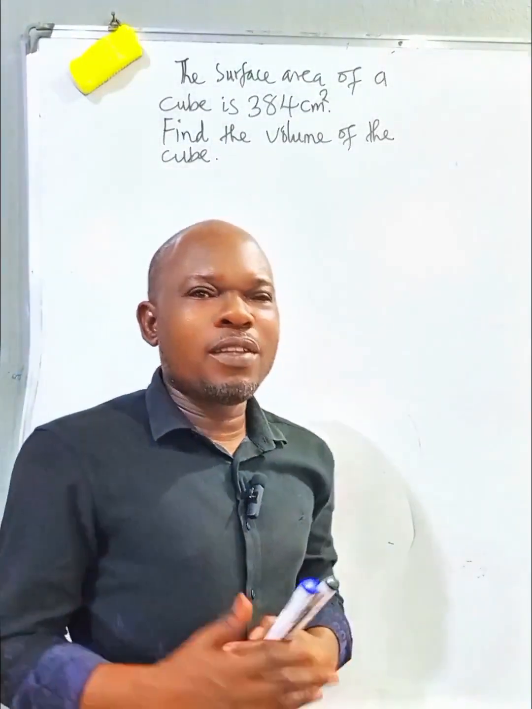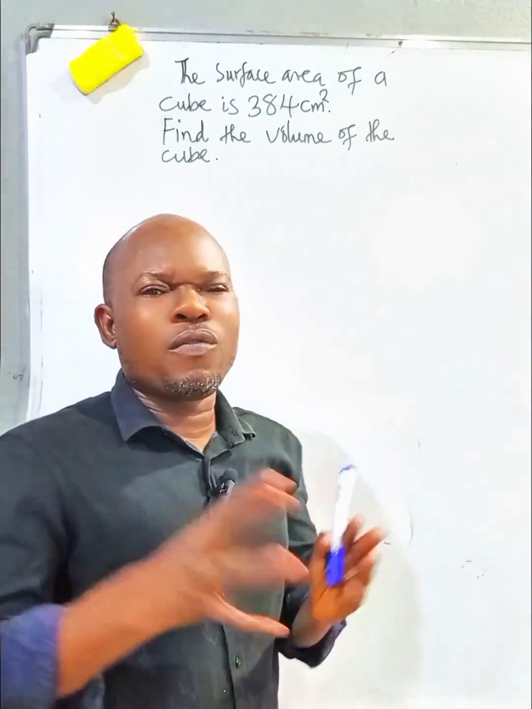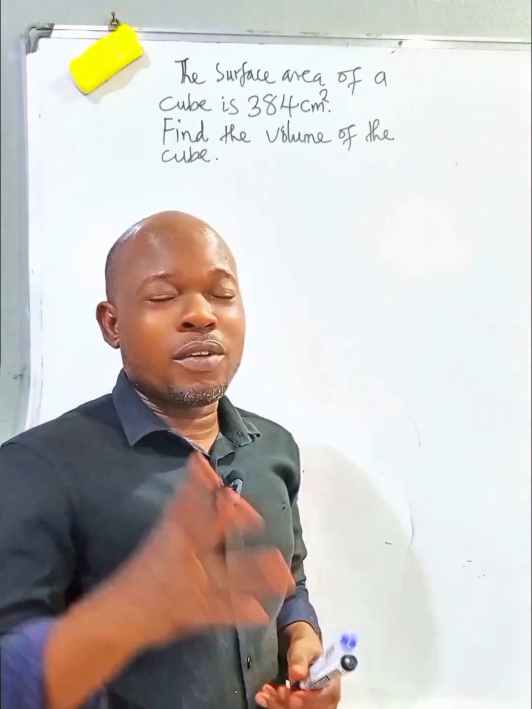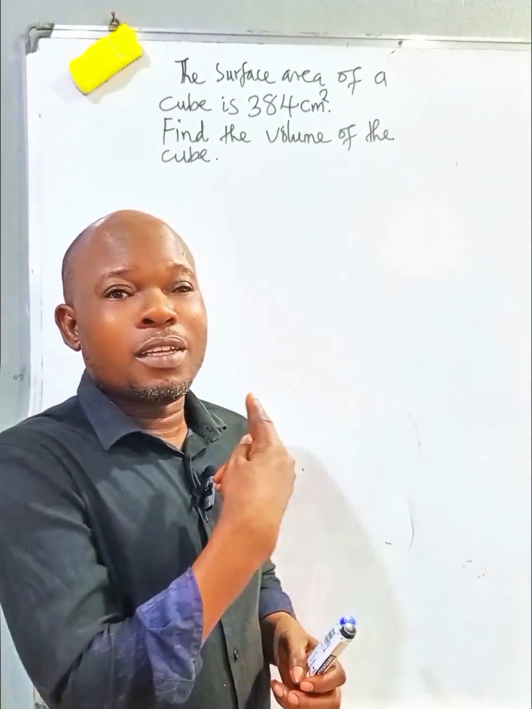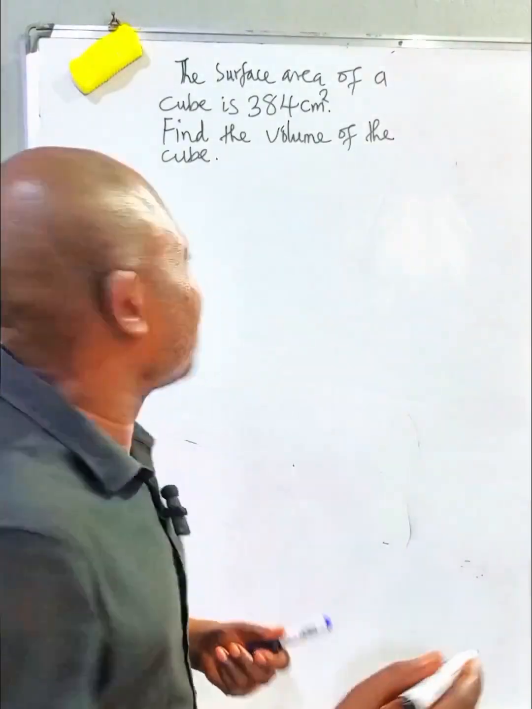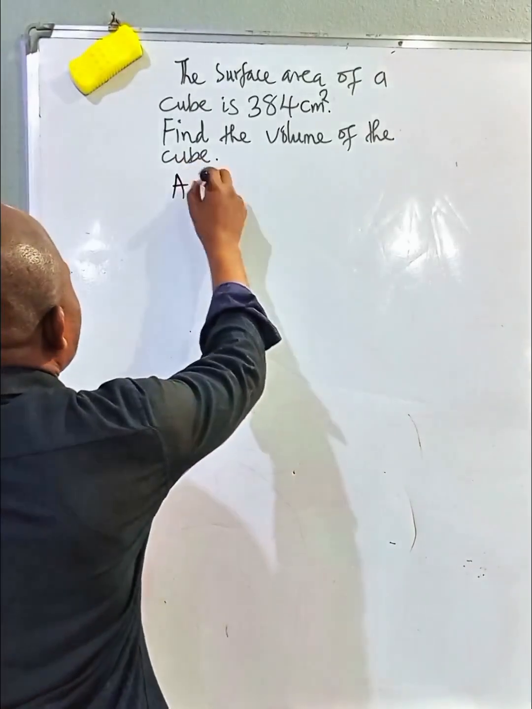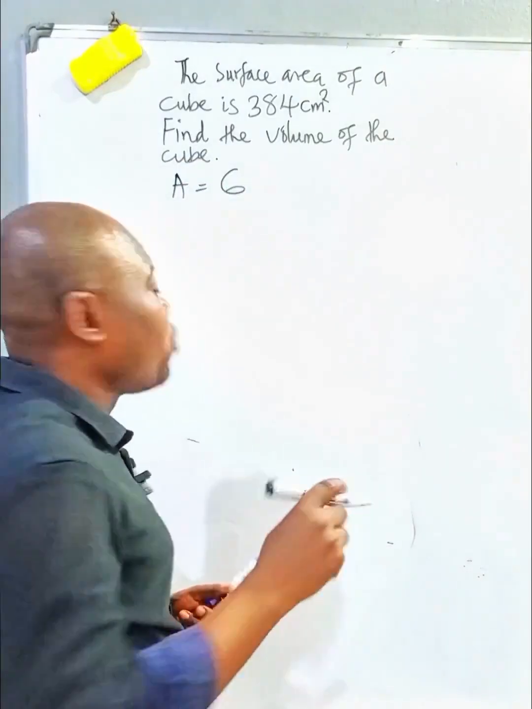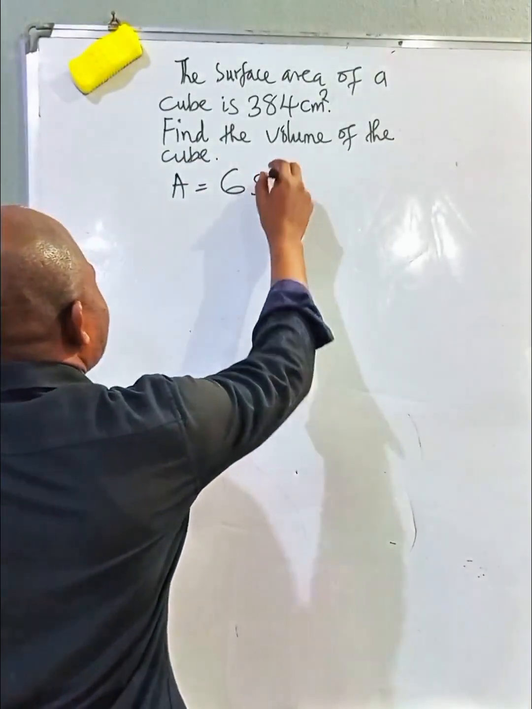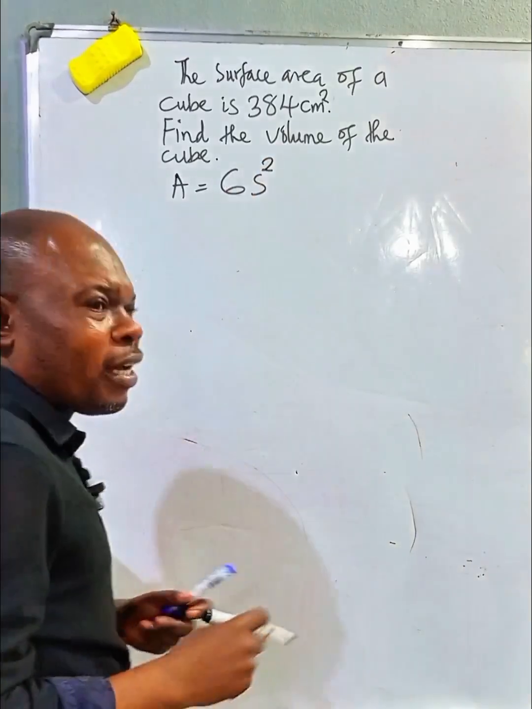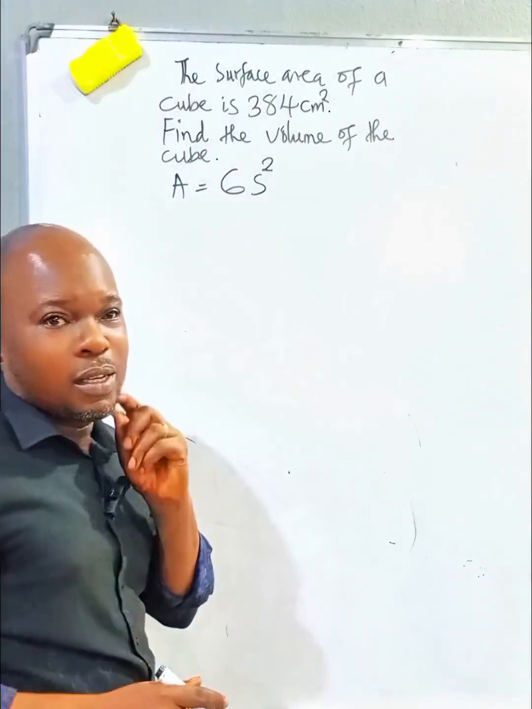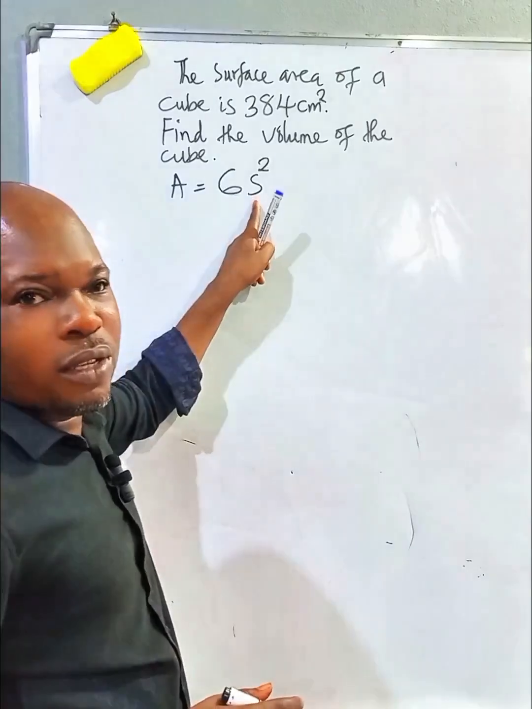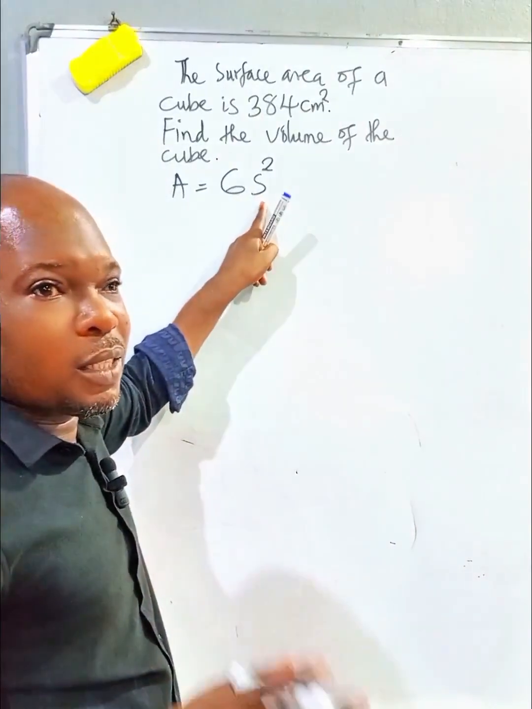Okay. We are given the surface area of the cube and we are told to find the volume of the cube. The first thing we have to do is to use the formula for the surface area of a cube, which is A, which stands for area, equal to 6, which is the six surfaces of a cube, and then the sides, S, raised to the power of 2. S stands for the side. But mind you, the area has been given. We have to solve for the side.